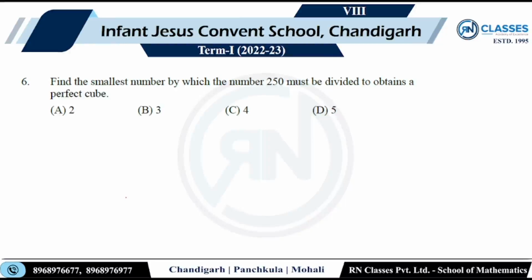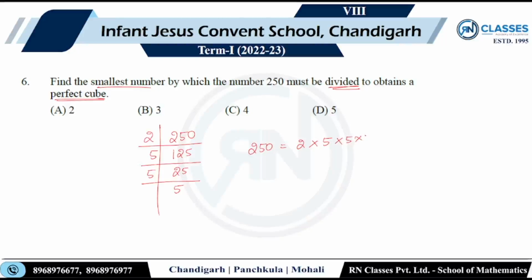Answer is 72. Next, find the smallest number by which 250 must be divided to obtain a perfect cube. Start with prime factorization: 250 is 2 times 125, then 5, 25, again 5, 5. I have factorized 250 into prime factors. The 5s are complete as a triplet. What do I need to do? Divide. Divide by what? If I remove the 2, my problem is solved. Problem is sorted. Divide by 2. A part is the right option.